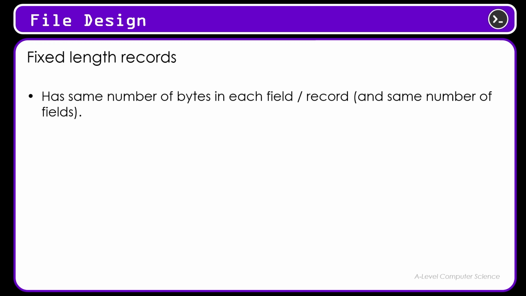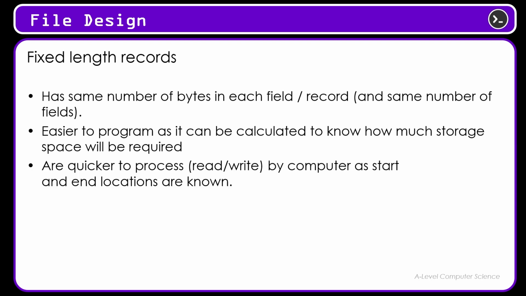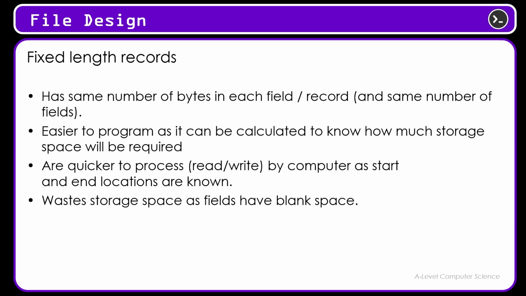Fixed length records have the same number of bytes in each field and record. They are easier to program because we can calculate exactly how much storage is going to be needed. They're quicker to process by a computer because we know where the start and end locations are. It does waste storage space because some fields might have lots of blank spaces if they don't take up the whole space allocated. But truncation can take place due to the fixed size. So we can limit the gender, the date of birth into specific formats to save space in the computer.